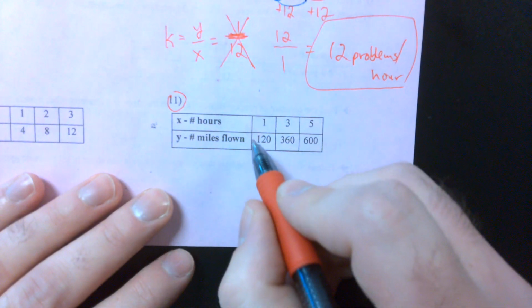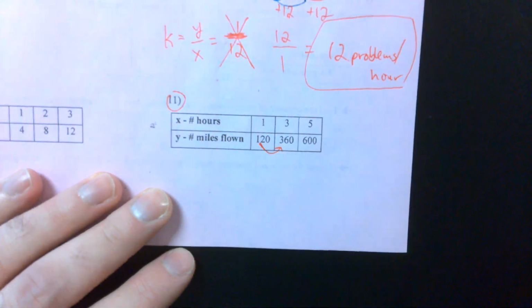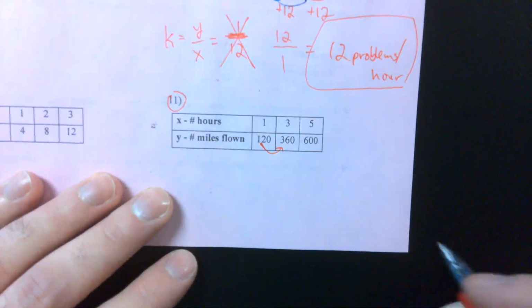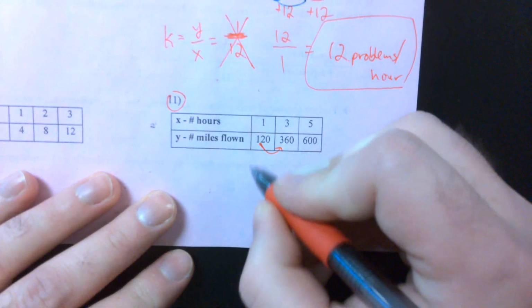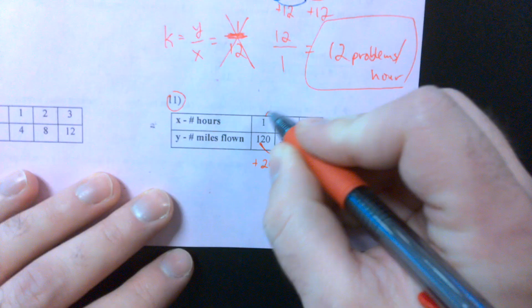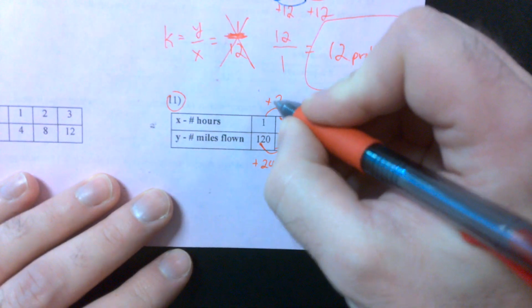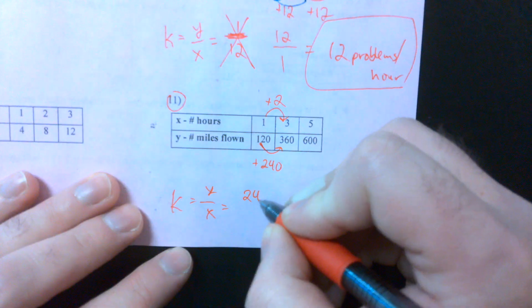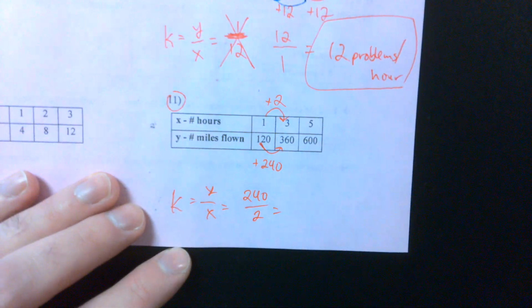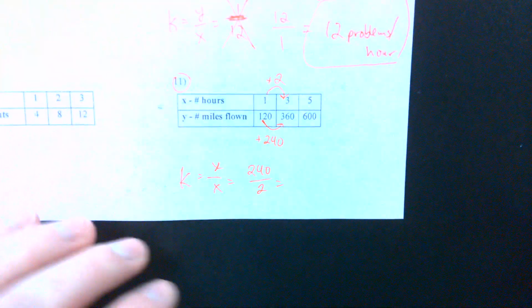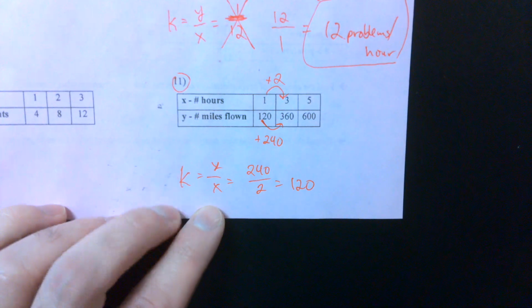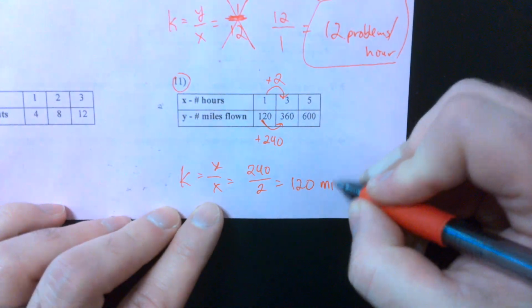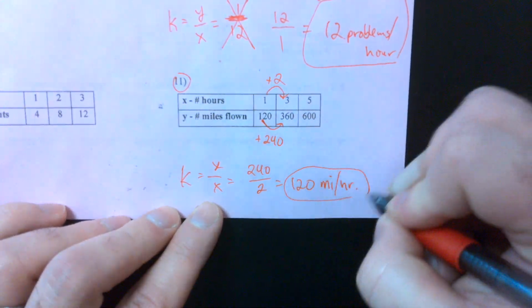Number 11. What's my change in miles flown from 120 to 360? How many miles am I adding there? 240. What about from 1 to 3 hours? 2. K equals Y over X. My Y is 240. My X is 2. What's 240 divided by 2? 120 what? 120 miles per hour.